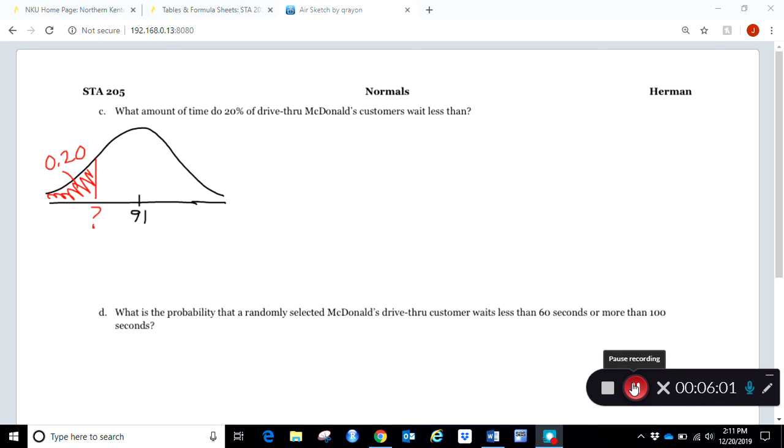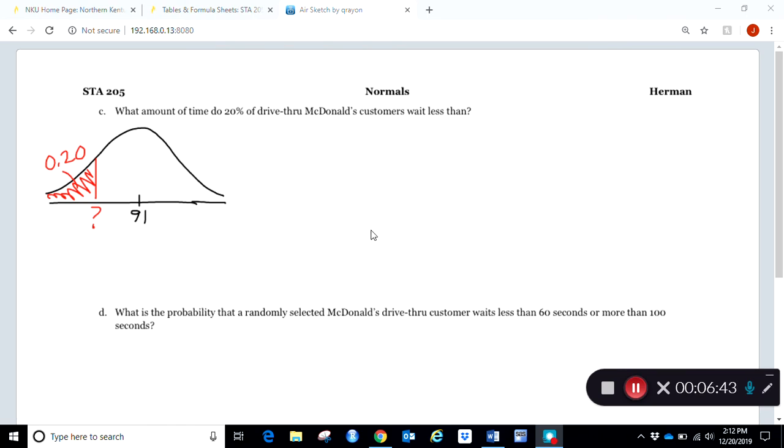So part C is an example of working backwards. This time we want to find the length of time that 20% of drive-through McDonald's customers wait less than. So I want 20% to be less than whatever value I am trying to find. Remember that everything to the left of 91 would be 50%, so 20% would have to be somewhere below that 91. I more specifically want that to be 20% or 0.20 in decimal form, and my goal is to find the value along the bottom. So my answer better be less than 91 when I'm done, which also means that my z-score is going to be negative.